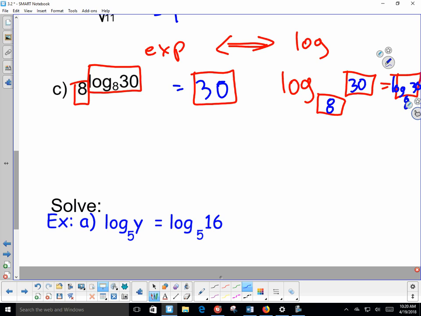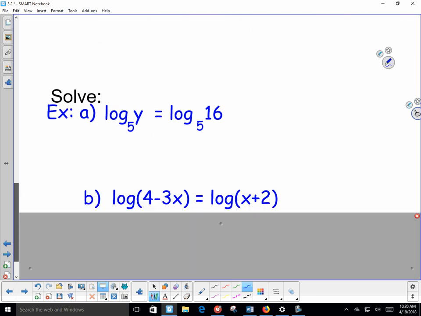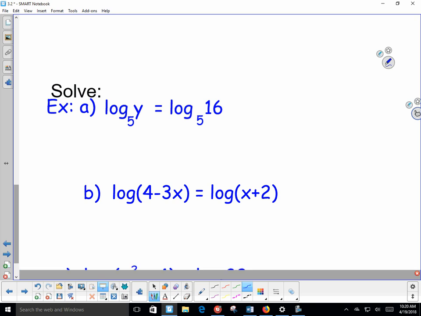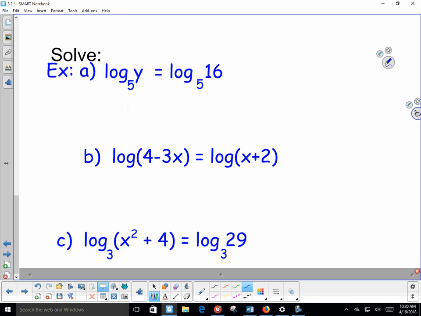All right, let's skip that example. You get the idea with these? We're just going to set these 4 minus 3x equal to x plus 2 and solve. All right, let's do this one. This one looks more fun anyway.